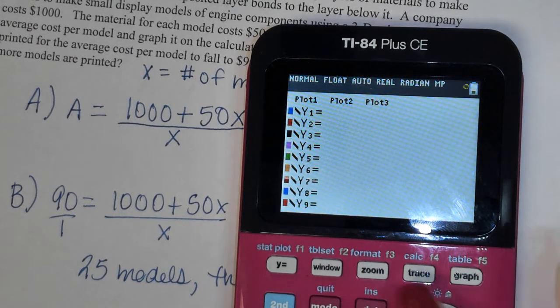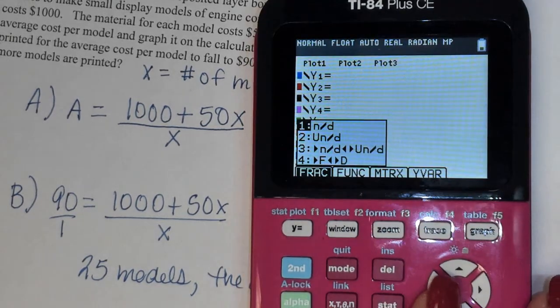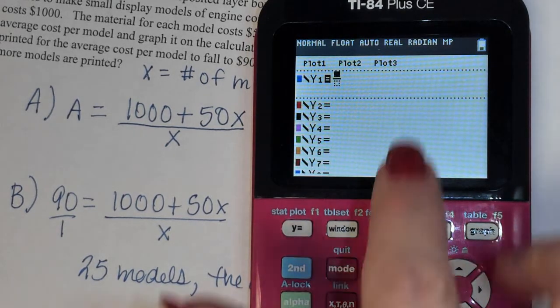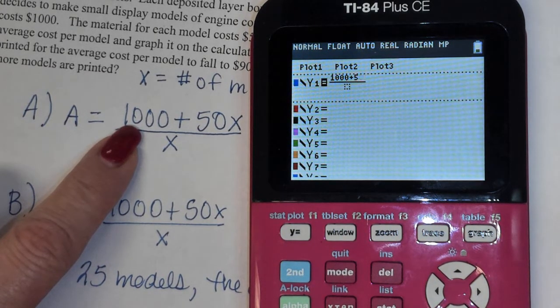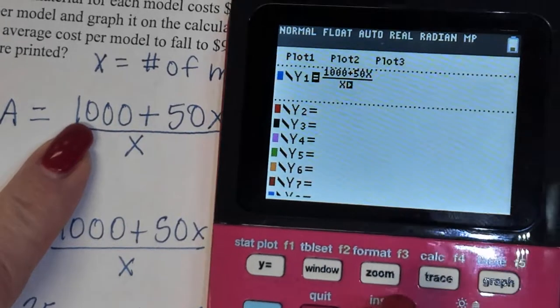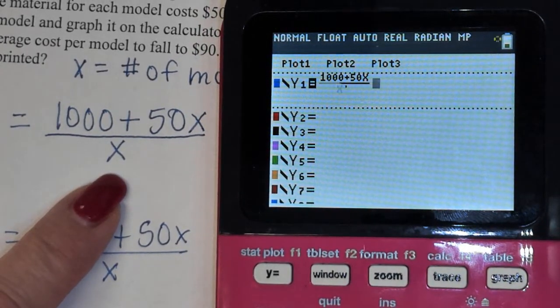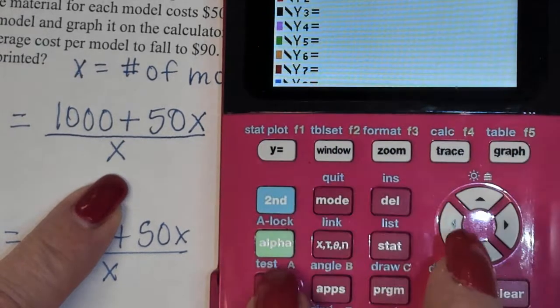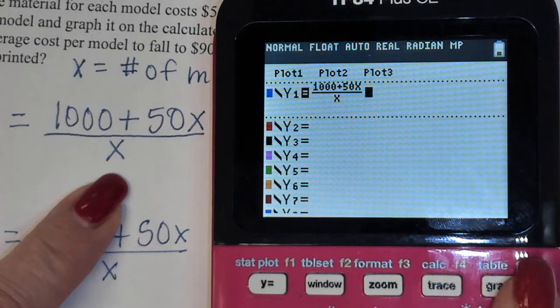Okay. If you go to alpha F1, do you see how you have n over d? If you push that, it'll give you this fraction, and then you can type it in without using parentheses. So I just typed it in like that, just like it says. Now I don't have to use the parentheses because I wrote it in that fraction form. Again, how I got to that was alpha F1. Okay, and now I'm going to go ahead and graph.